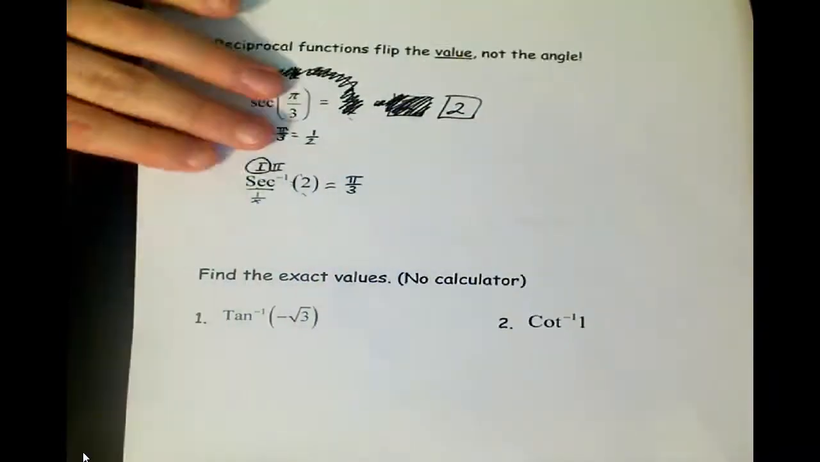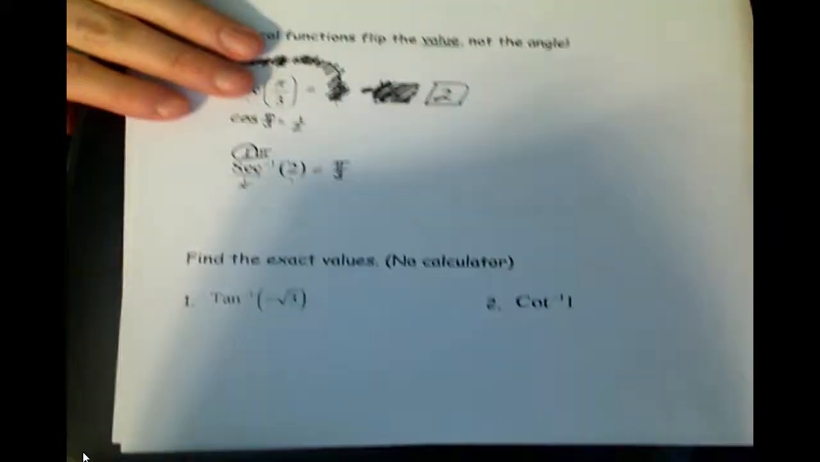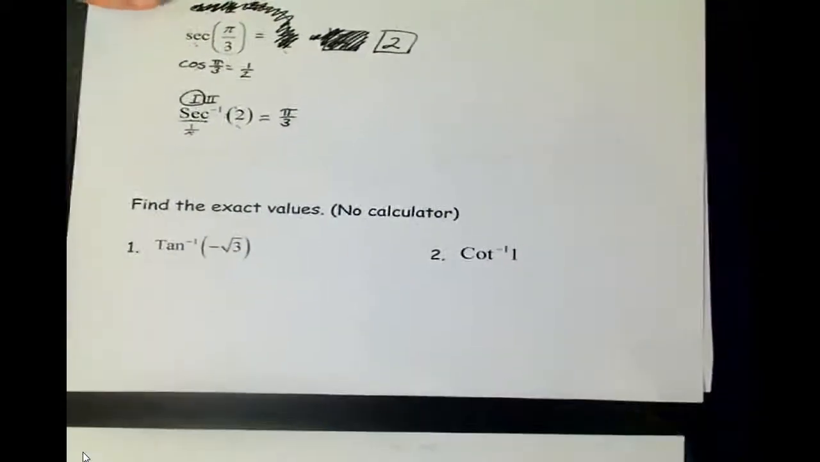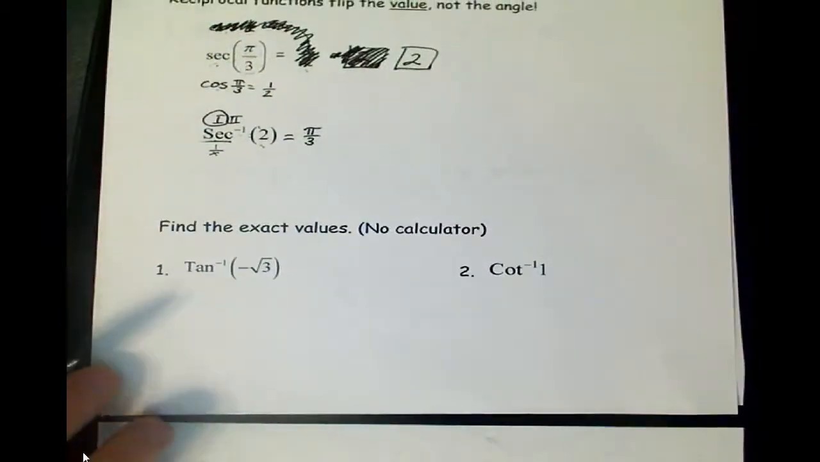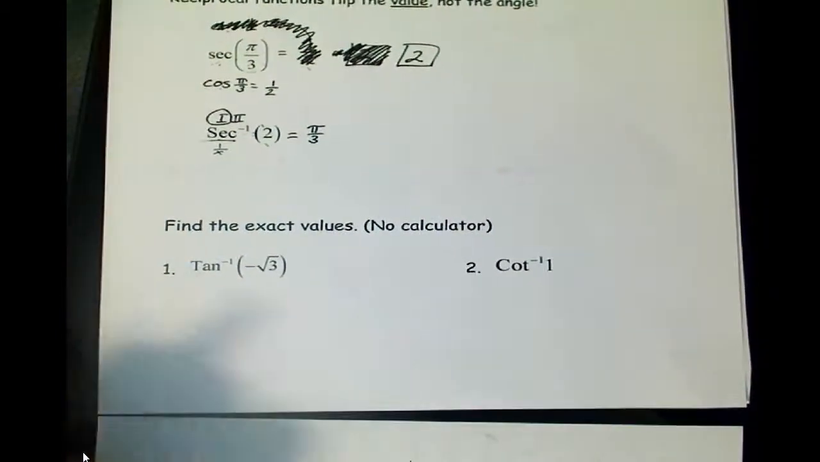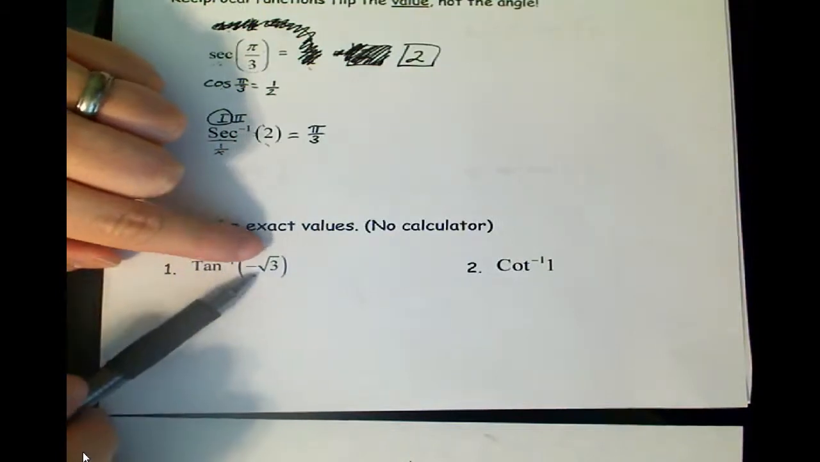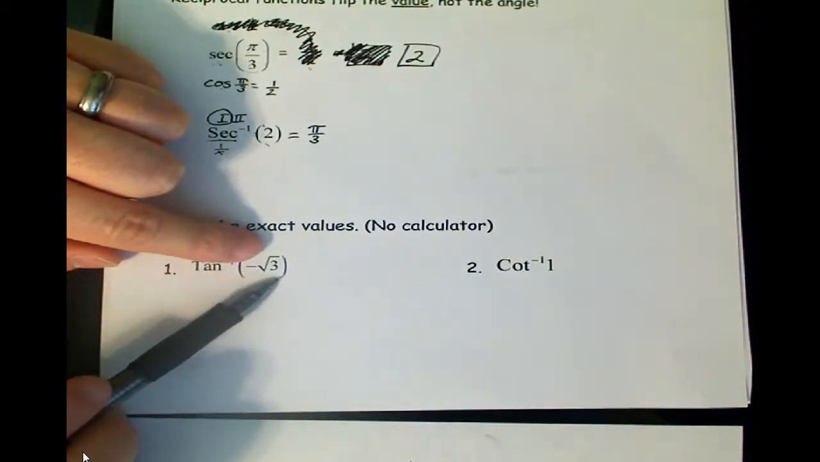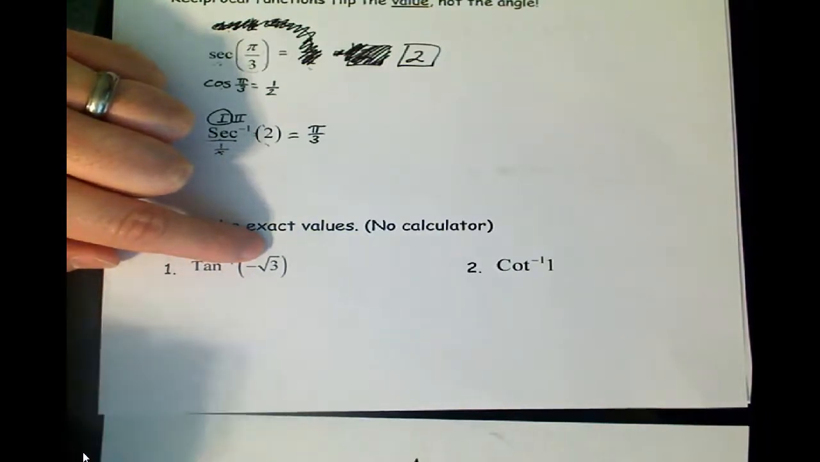So let's do some of these and see what we got. Now we're going to start off with tangent and cotangent because those are the harder of the three. First off, tangent of negative square root of 3. That value has been reduced, so we have to be very, very careful here.